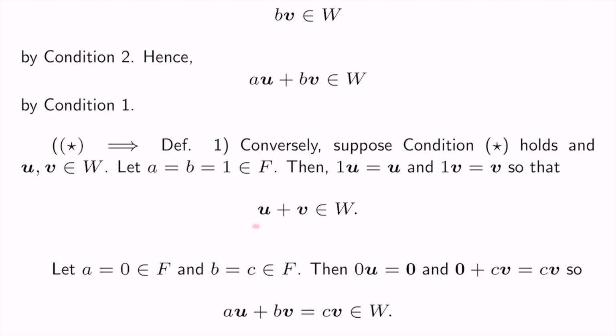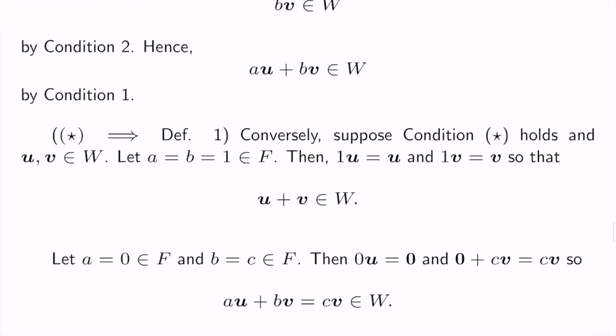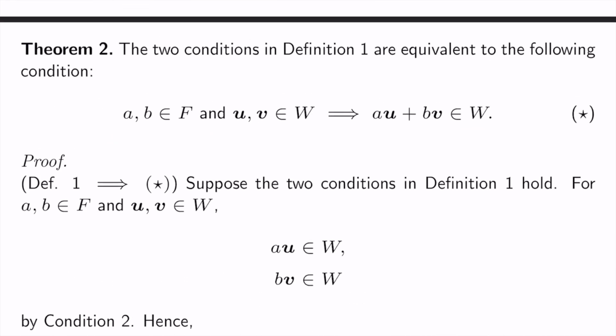So W is closed under addition. And next put A equal to 0 and B equal to C. Then U times 0 plus 0 times V is the 0 vector, and the 0 vector plus C times V is just C times V, because adding the 0 vector doesn't change this vector. So therefore, this becomes just CV, which belongs to W. So W is closed under scalar multiplication. Therefore, the two conditions in the definition and this one are equivalent, and we are done.